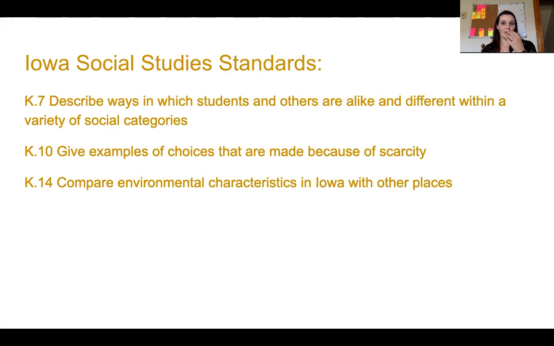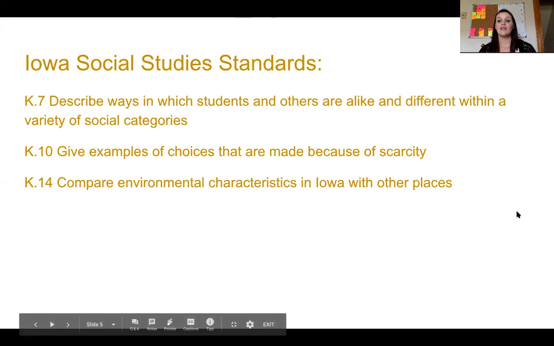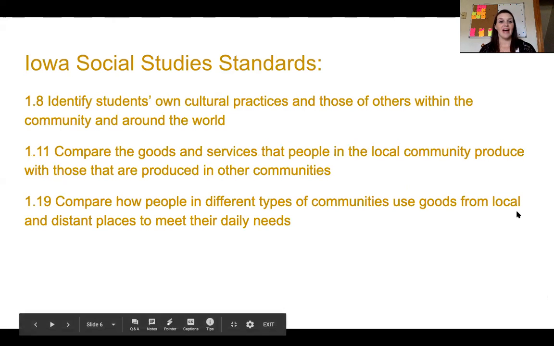And so just thinking about that and keeping that in mind as you talk about them as a classroom is really important. And then, of course, I included the environmental characteristics as we're thinking about food and agriculture and what we grow in Iowa and how that might not be possible in other places. There's always space for that.